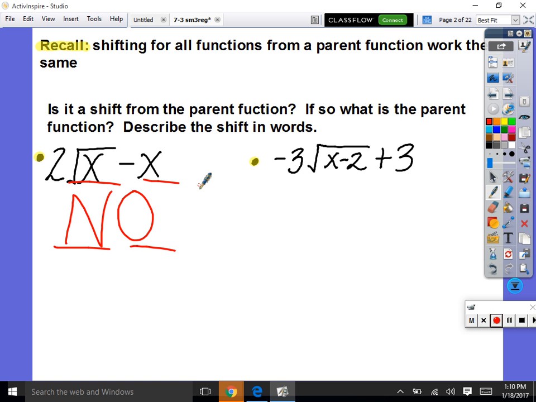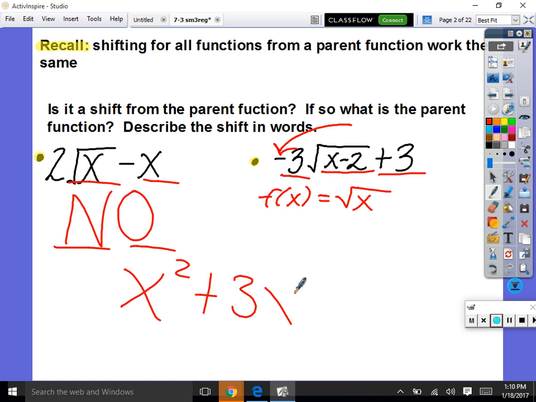Okay, so this one is a shift from the parent function. What would my parent function be? Good, square root of x. Now describe in words the shift. What's that shift? Right 2, up 3, stretch 3, reflection over the x-axis. Very good. Okay, so remember that, guys, not a shift from the parent function if there's 2 x's. So once again, is this a shift from the parent function? No, 2 x's. Okay, cool.